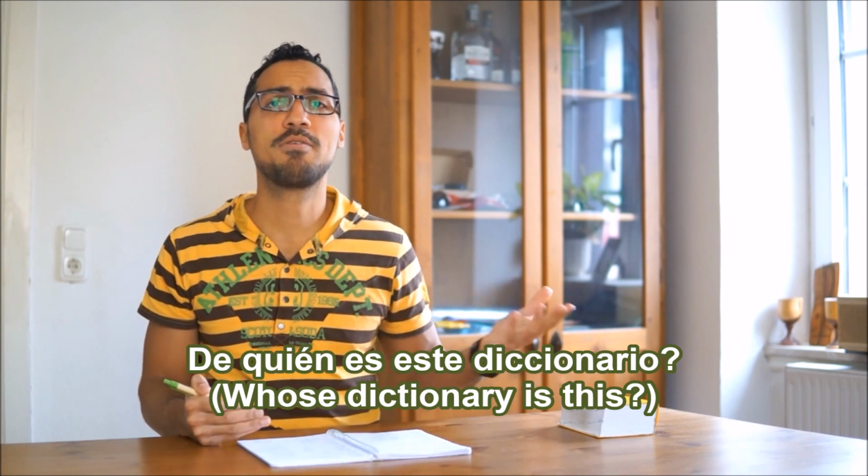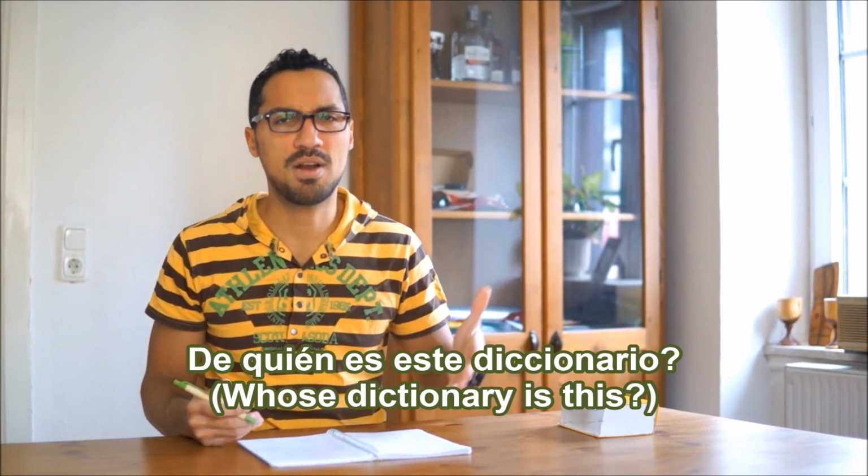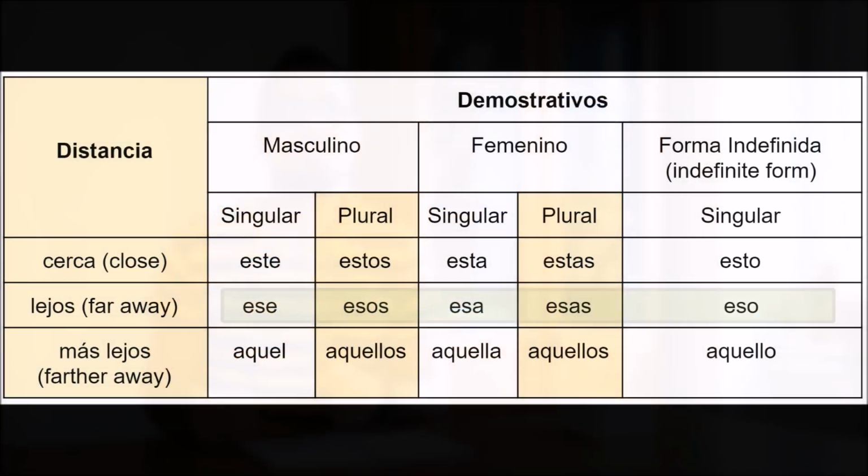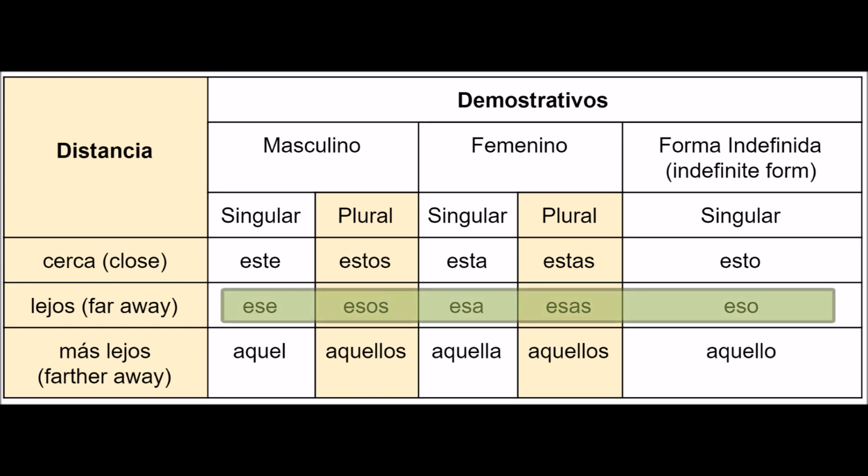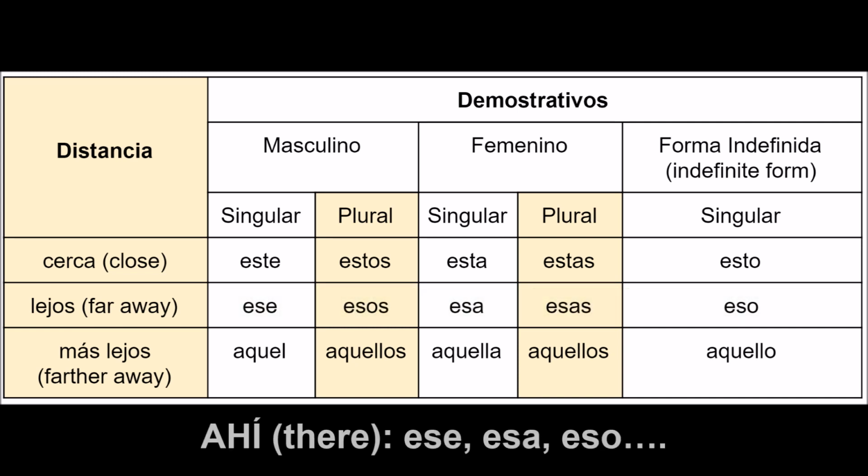Well, then which demonstrative pronoun is used when something is far away from the speaker? The masculine demonstrative pronouns ese, esos, and feminine esa, esas are used when something or someone is not close to the speaker, although also not too far away. We always use these demonstrative pronouns when the adverb of place, ahí, there, can also be used.